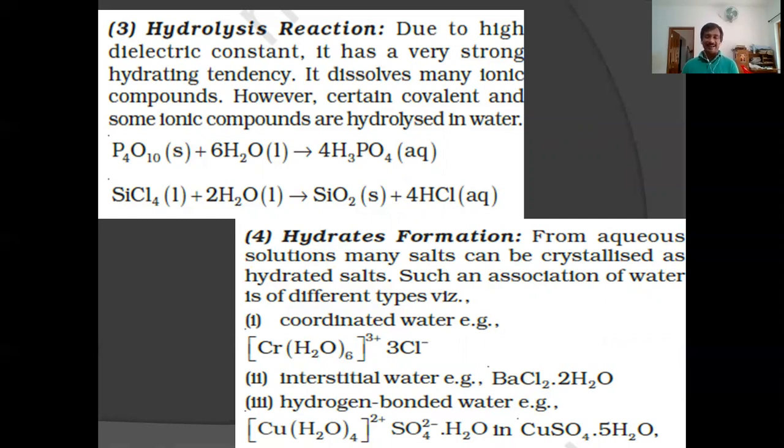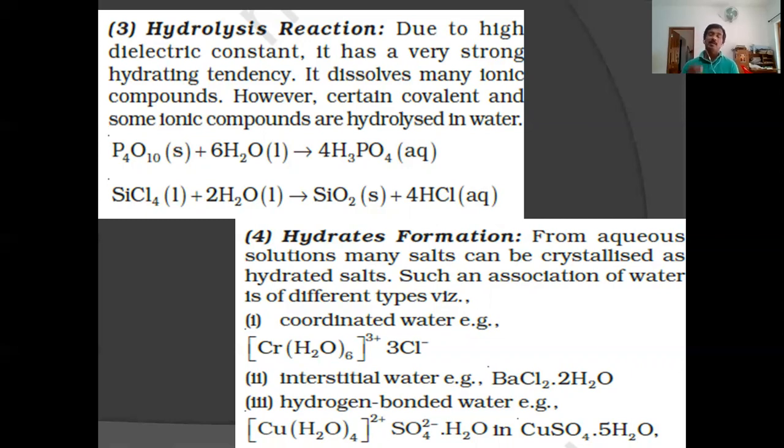The next one is hydrate formation, water of crystallization. You may have heard about water of crystallization. Hydrates: from aqueous solution, many salts can be crystallized as hydrated salts. The salts will be associated with water. There are different types of hydrated salts. Coordinated water, coordinate bond. An example, CrCl3. In CrCl3, water is present as a ligand, [Cr(H2O)6]Cl3. Coordinate bond is there. Coordinated water.